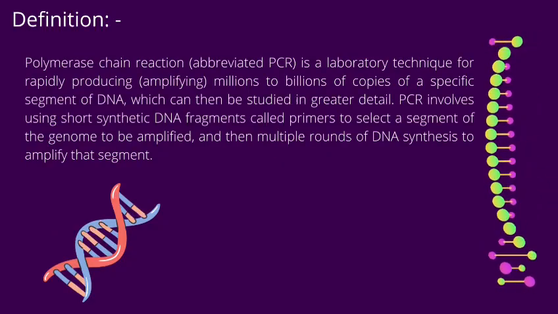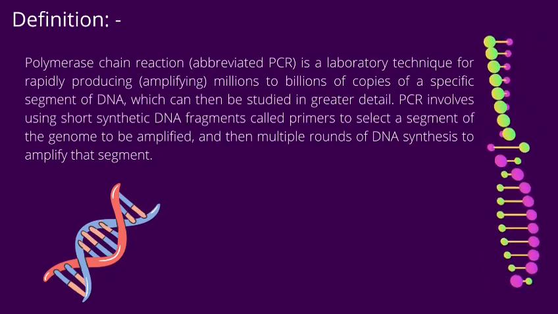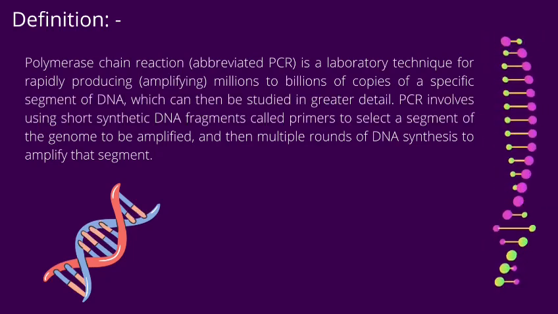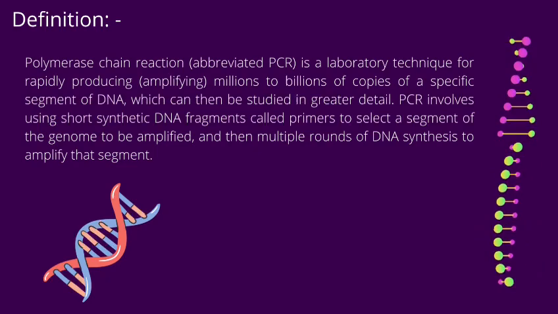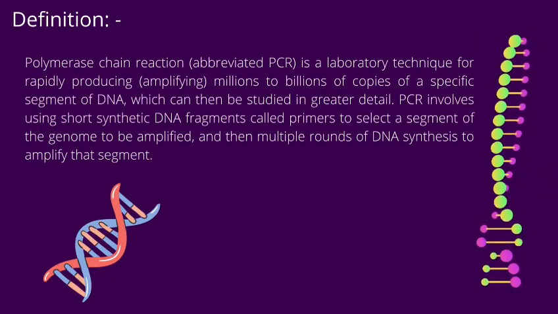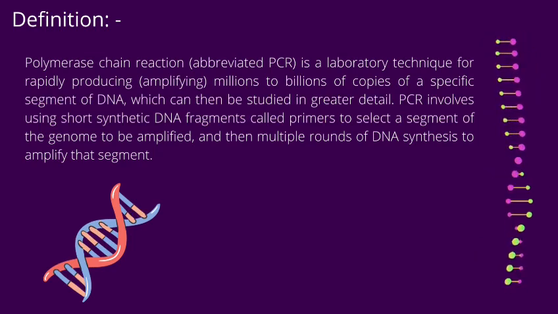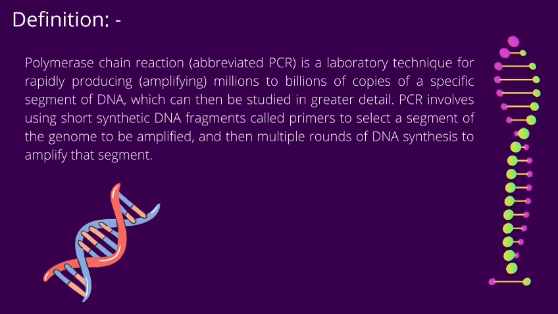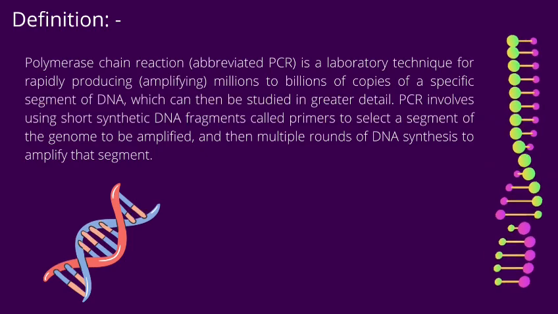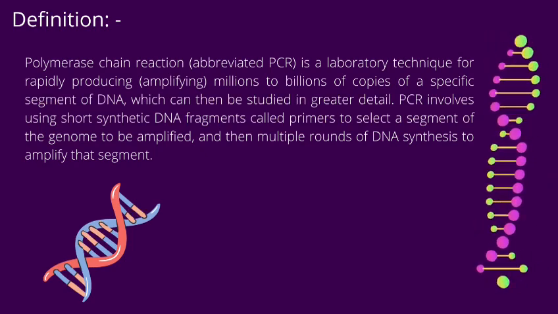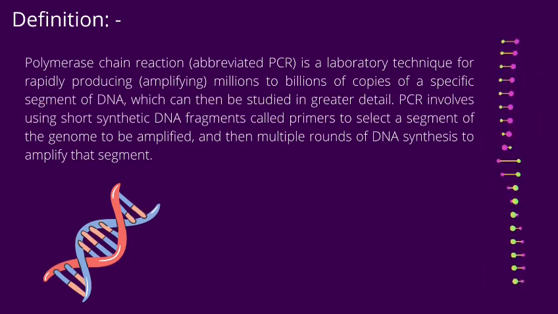Polymerase chain reaction is a laboratory technique for rapidly producing millions to billions of copies of a specific segment of DNA, which can be studied in greater detail. PCR involves using short synthetic DNA fragments called primers to select a segment of the genome to be amplified, and then multiple rounds of DNA synthesis to amplify that segment.